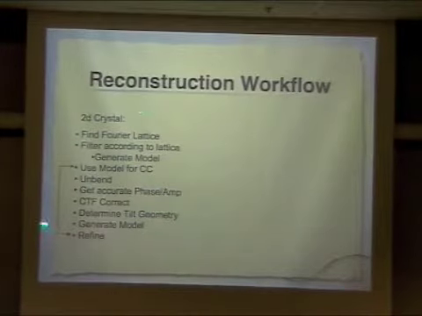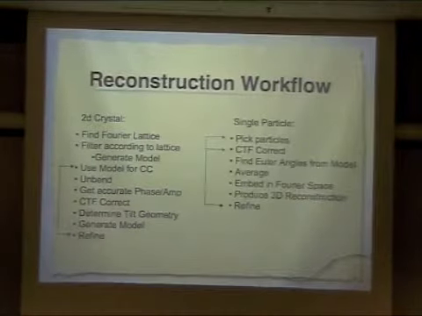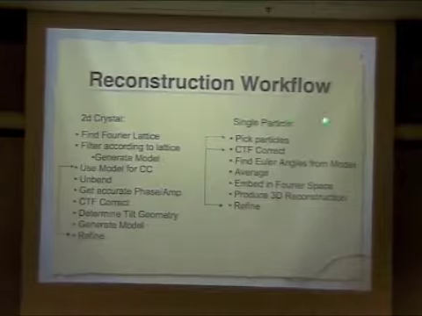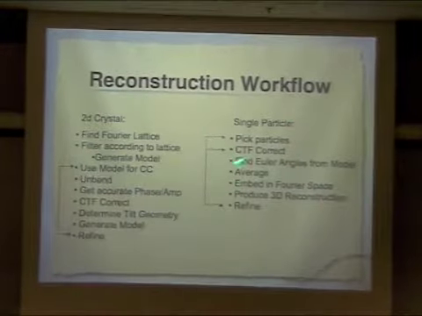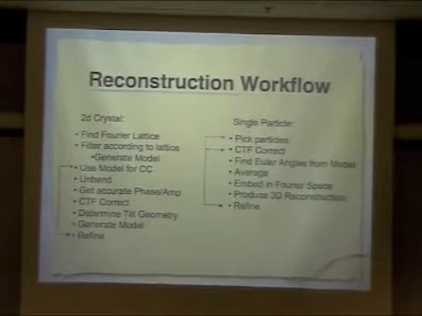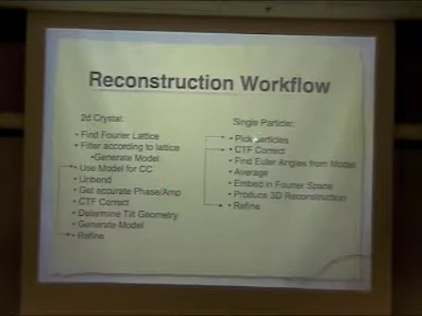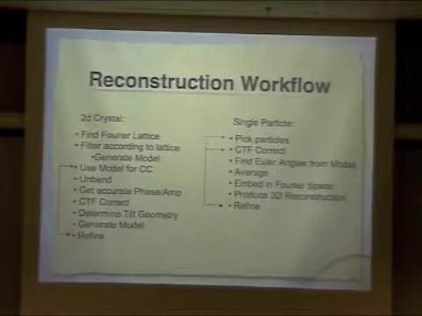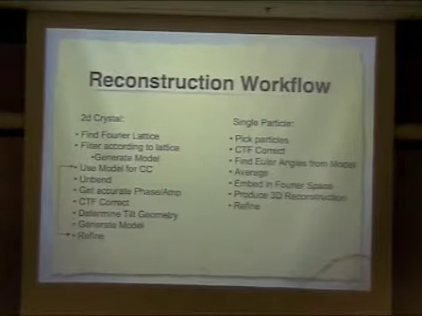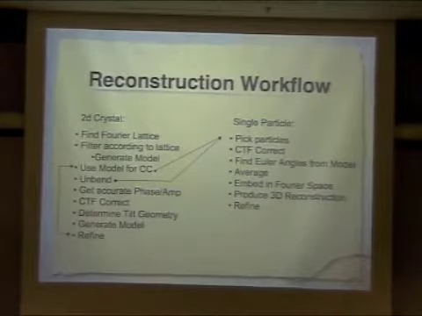Okay, this is again the workflow I showed at the beginning and actually went into in great detail: find your lattice and so on, generate your model, CTF correct, refine. Use that refined model to go back to the cross correlation. Well, if I put up right next to it a single particle workflow: pick your particles, CTF correct, find your Euler angles, average, embed in Fourier space, produce a 3D reconstruction, refine, start over. Completely different in every way, except, in my opinion, they're identical.